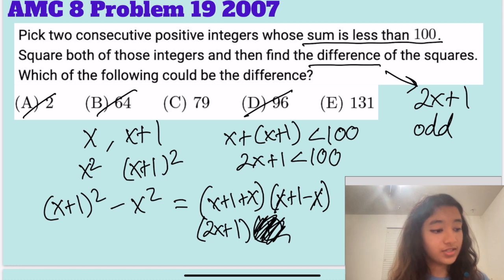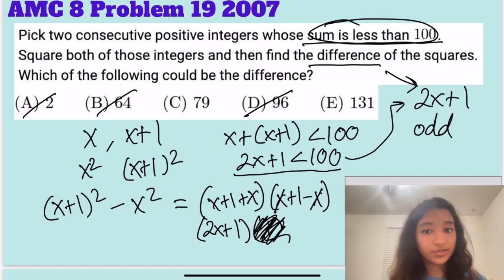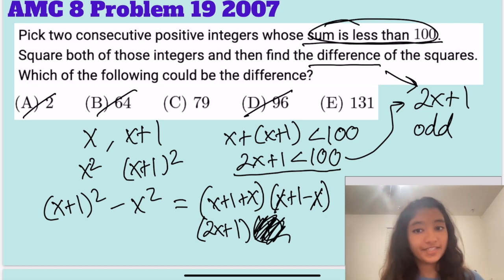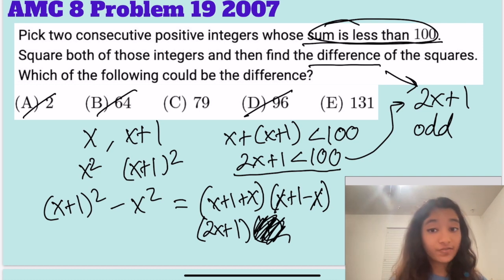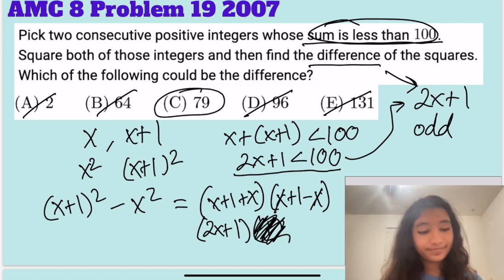So we have either 79 or 131, but we want to remember that first constraint where the sum was less than 100. So we wrote this inequality here where 2x plus 1 is less than 100. And since that difference we're looking for is 2x plus 1, and we know that 2x plus 1 is less than 100, that means that our difference is less than 100. So therefore it could not be 131 because 131 is greater than 100. So that leaves answer choice C, 79.